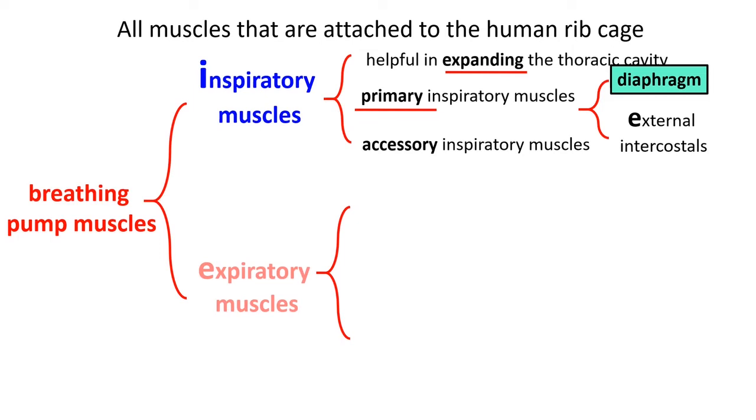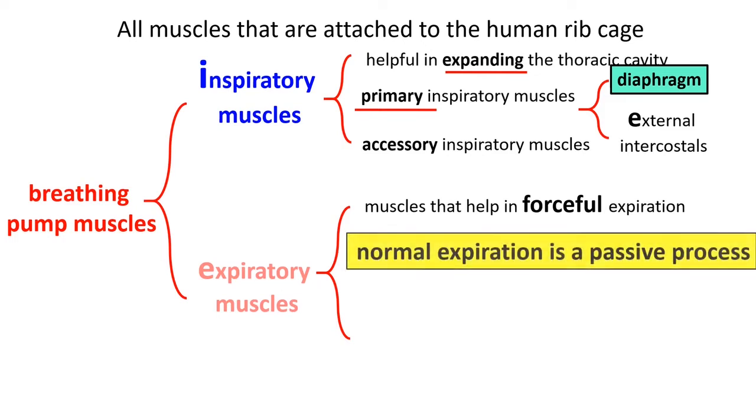Then we come to the expiratory muscles. Now, in physiology, we learn that expiration is passive. It does not really need muscles, but sometimes we need forceful expiration, as in coughing. And remember again, normal expiration is a passive process, and these muscles help forceful expiration, not normal expiration.